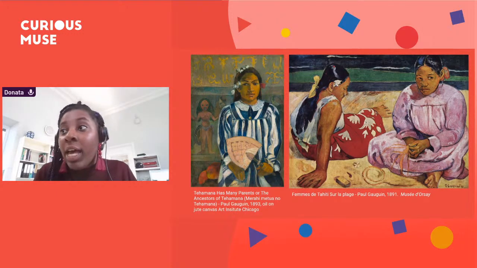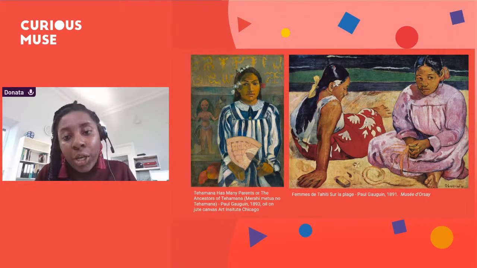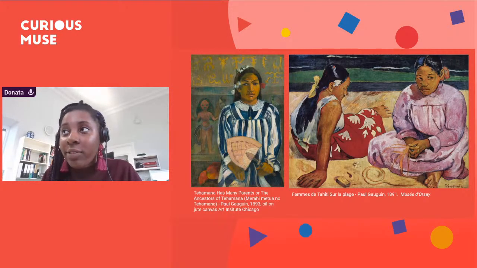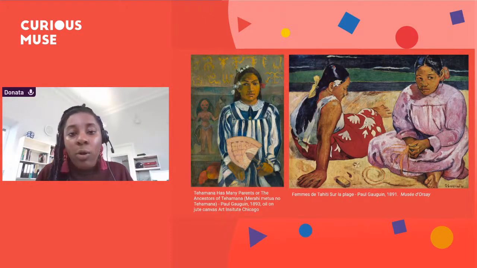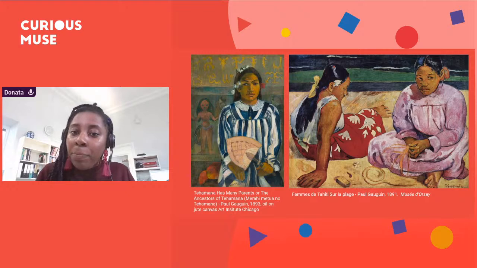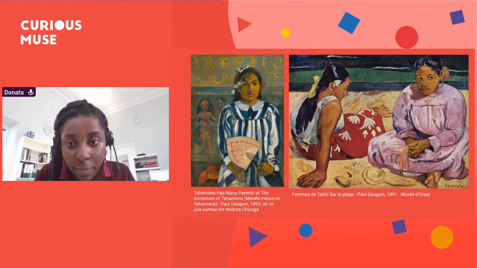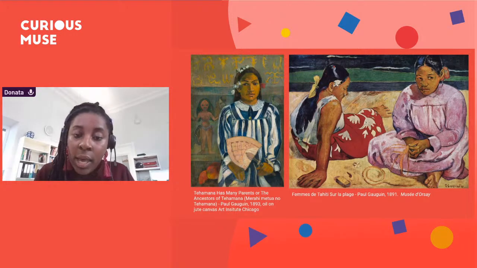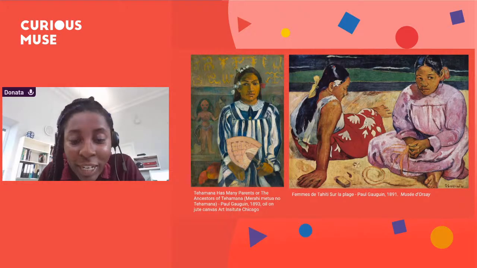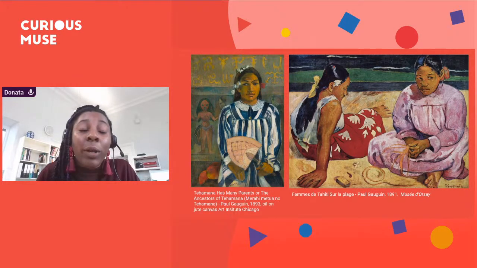And on the right, we have Femme de Tahiti sur la plage by Paul Gauguin, also from 1891. This is from the Musée d'Orsay collection. And it shows Paul Gauguin's wife again on the left, sitting down with the red skirt, and another woman. And we see again these long dresses that are covering the women. It must be noted that the way he's drawn them, he's drawn their full lips, he's drawn their full noses. There is a way of painting that is quite interesting.